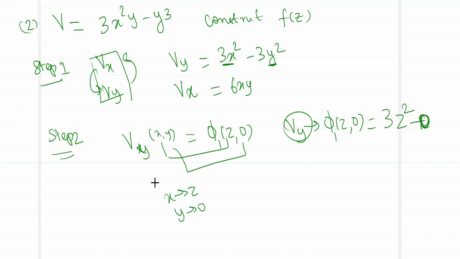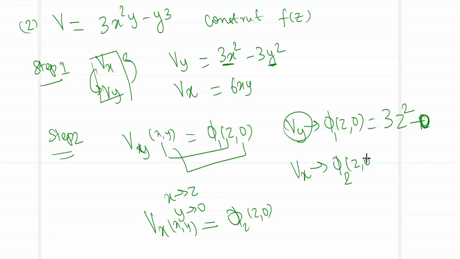What is going to be the next assumption? I am assuming vx, which is a function of x comma y, as phi 2 of z comma 0. So how is my vx turning out? It is phi 2 of z comma 0. Again replace x with z, y with 0. When I replace x with z and y with 0, I have 6 z times 0, so this will totally vanish. So my phi 1 is equal to 3z square and my phi 2 is equal to 0. My step 2 is over.